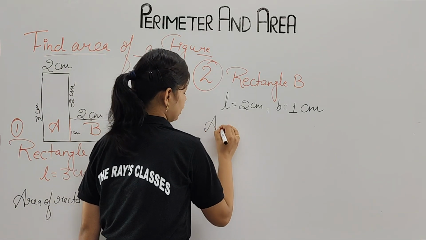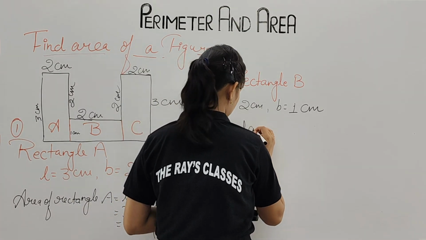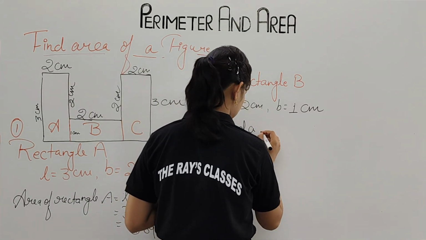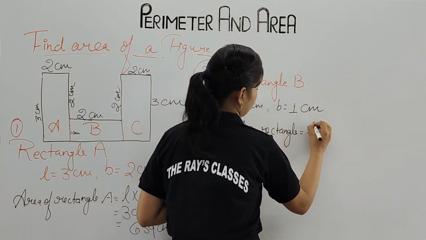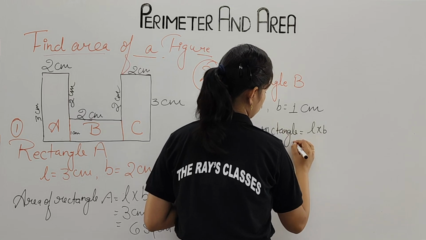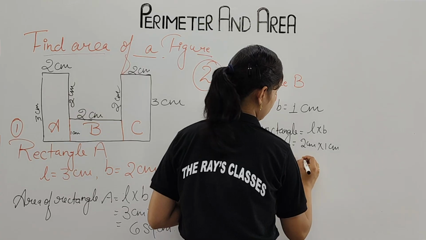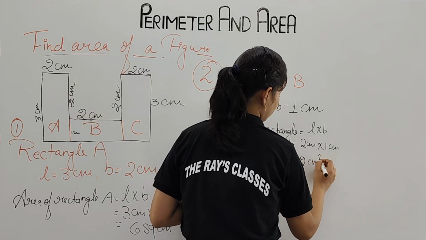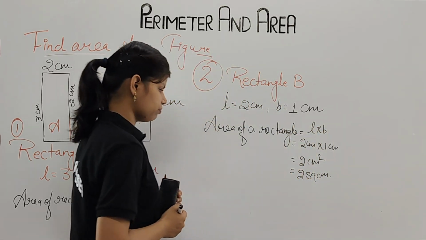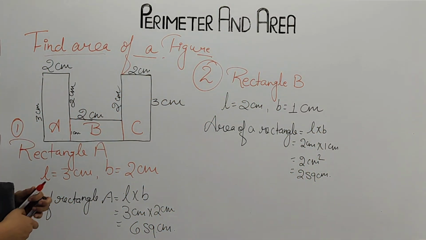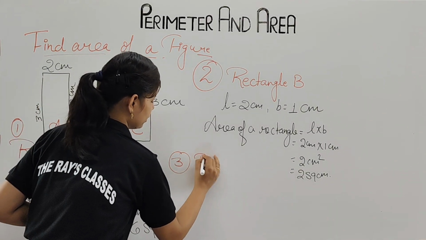Now again you have to find the area of the rectangle. Same way, length multiplied by breadth. Clear? So length multiplied by breadth means 2 centimeter multiplied by 1 centimeter. Your answer will be 2 centimeter square or 2 square centimeter. This will be your second one. Now let's talk about the third part of ours. The third part is what? Rectangle C.